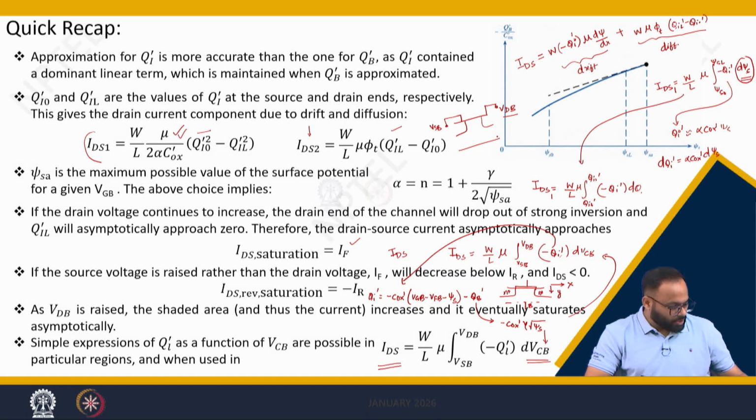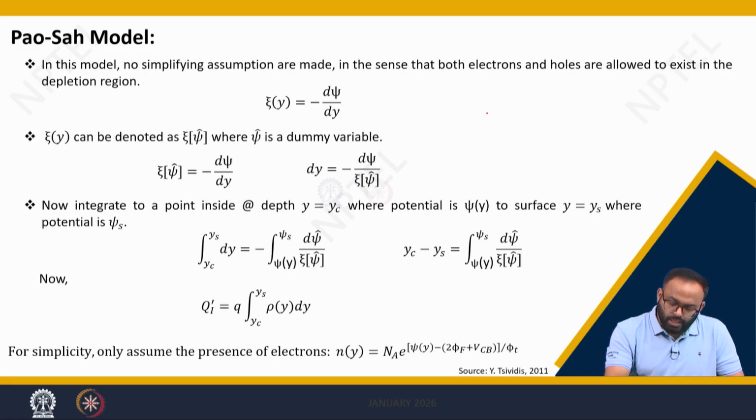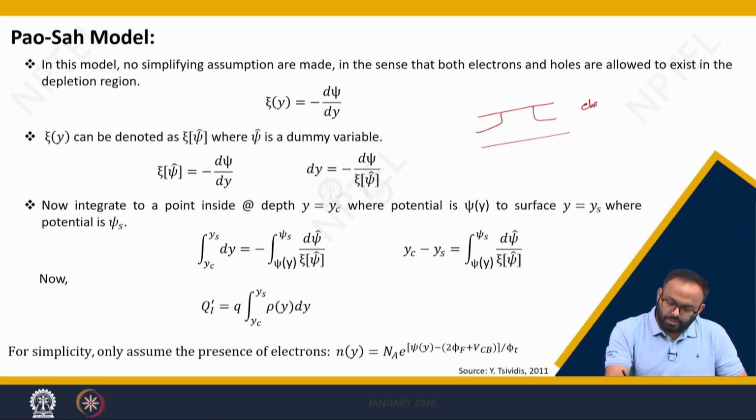Let's move further to derive the Pao-Shah model. The Pao-Shah model is named after the researchers Pao and Shah. This model assumes that all types of charges are present in the channel, meaning that in the previous models we considered the inversion layer as having an infinitesimally small thickness, which is the charge sheet approximation.